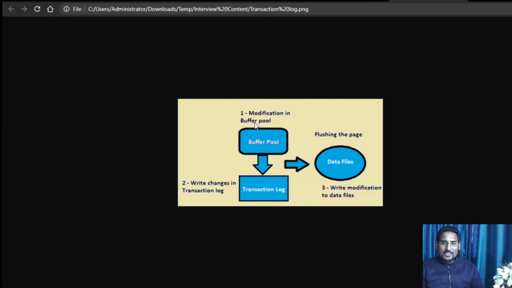So that's how the transaction log, buffer pool, and data file work, and make sure that your transactions are always maintained as per the durability, the D in the ACID properties of any transaction in SQL Server.